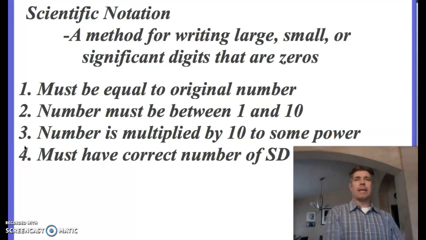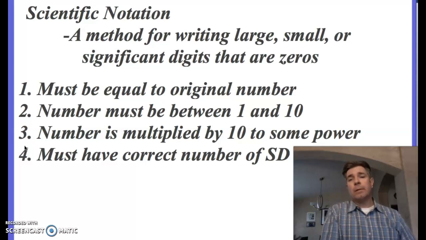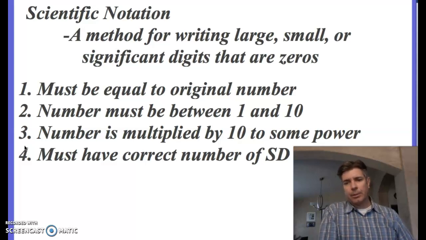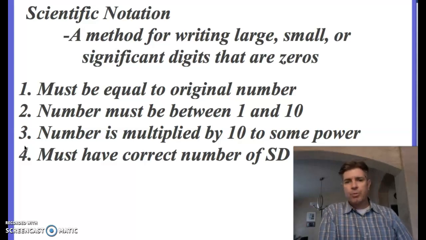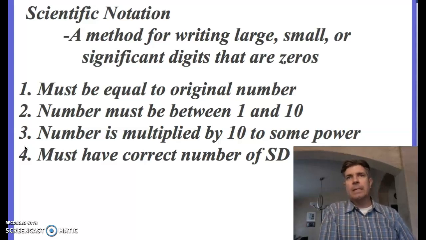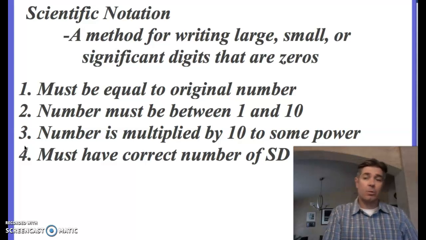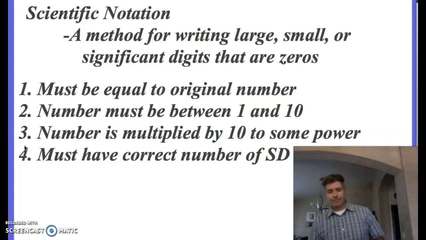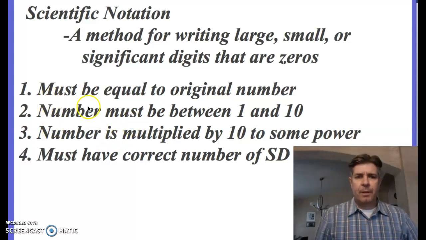Scientific notation is a method of writing a number that's very large or very small, and it makes it a little bit simpler. That's what most people use it for. The true reason for scientific notation, though, is to show significant digits when you have many zeros, even in the measurement. Okay. Here's a couple rules for you.